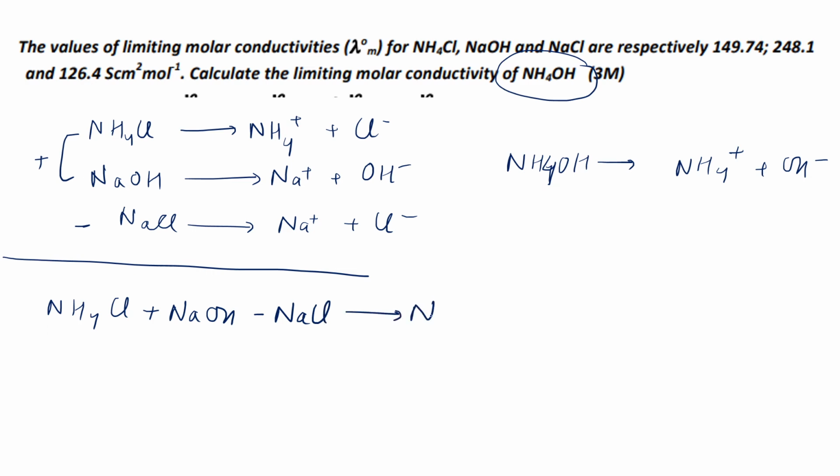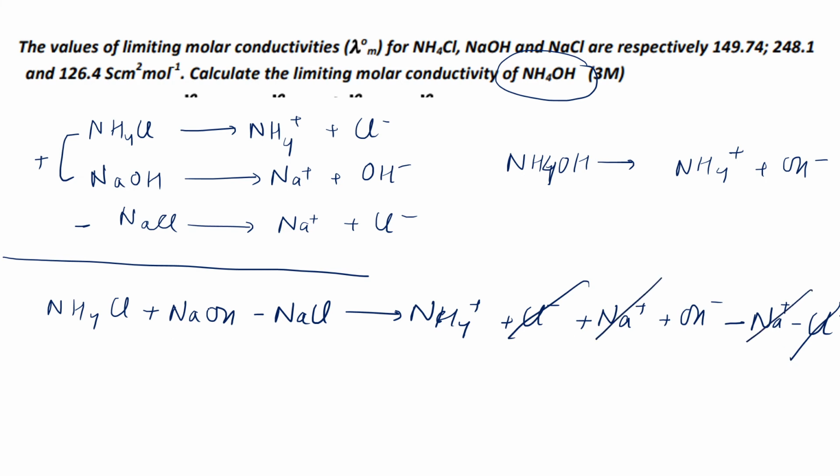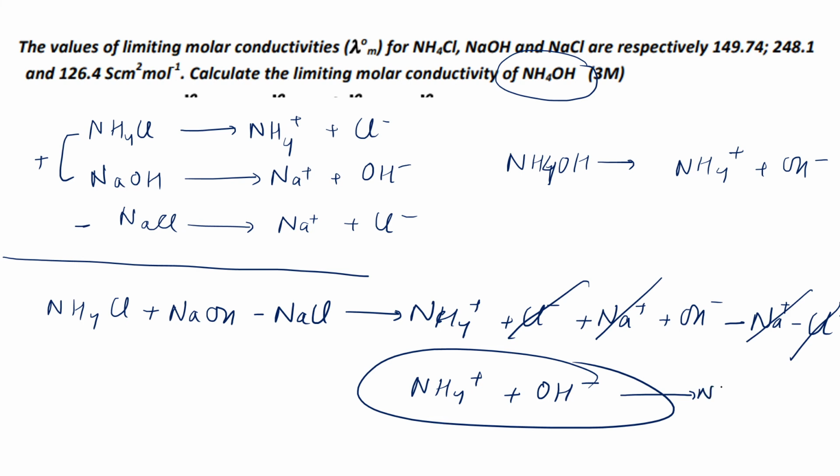That will give you NH4 plus, Cl minus, plus sodium ions, plus OH minus, minus Na plus, minus Cl minus. So this Cl will get cancelled, this Na will get cancelled, and you will be left with ammonium ions and OH minus ions. That will give you ammonium hydroxide. So we just added the above two and subtracted the NaCl.